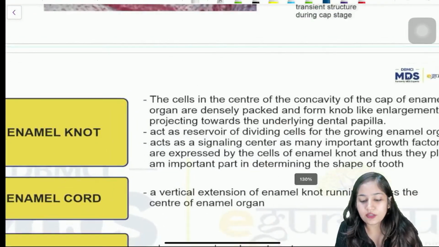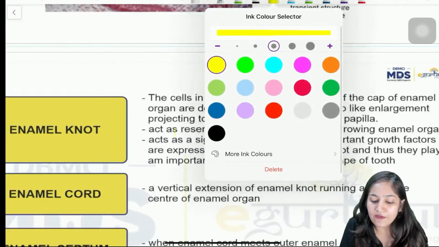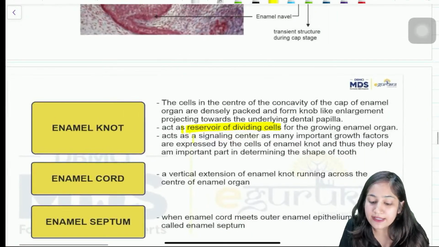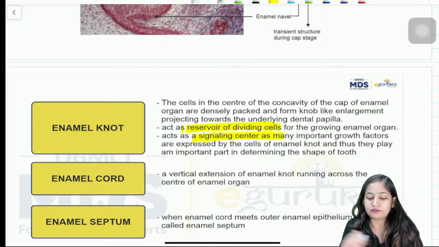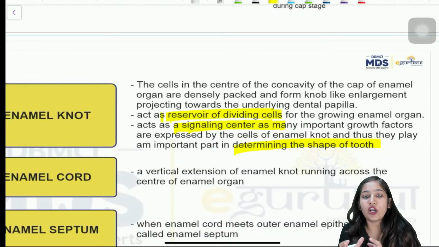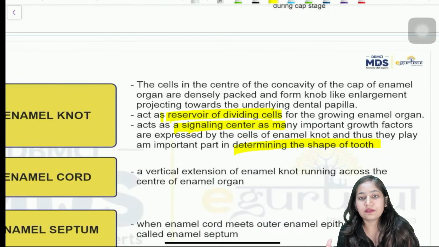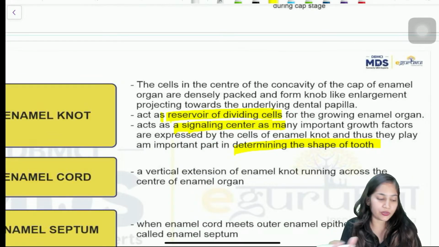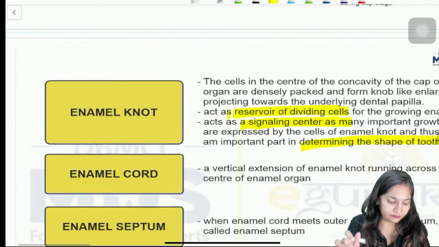It has two functions. Mainly it acts as a reservoir of dividing cells, and it acts as a signaling center and plays an important role in determining the shape of the tooth. So mainly enamel knot is involved in what? Division of the cells. It acts as a signaling center for growth of the cells, as well as it helps in determining the shape of the tooth. Right?